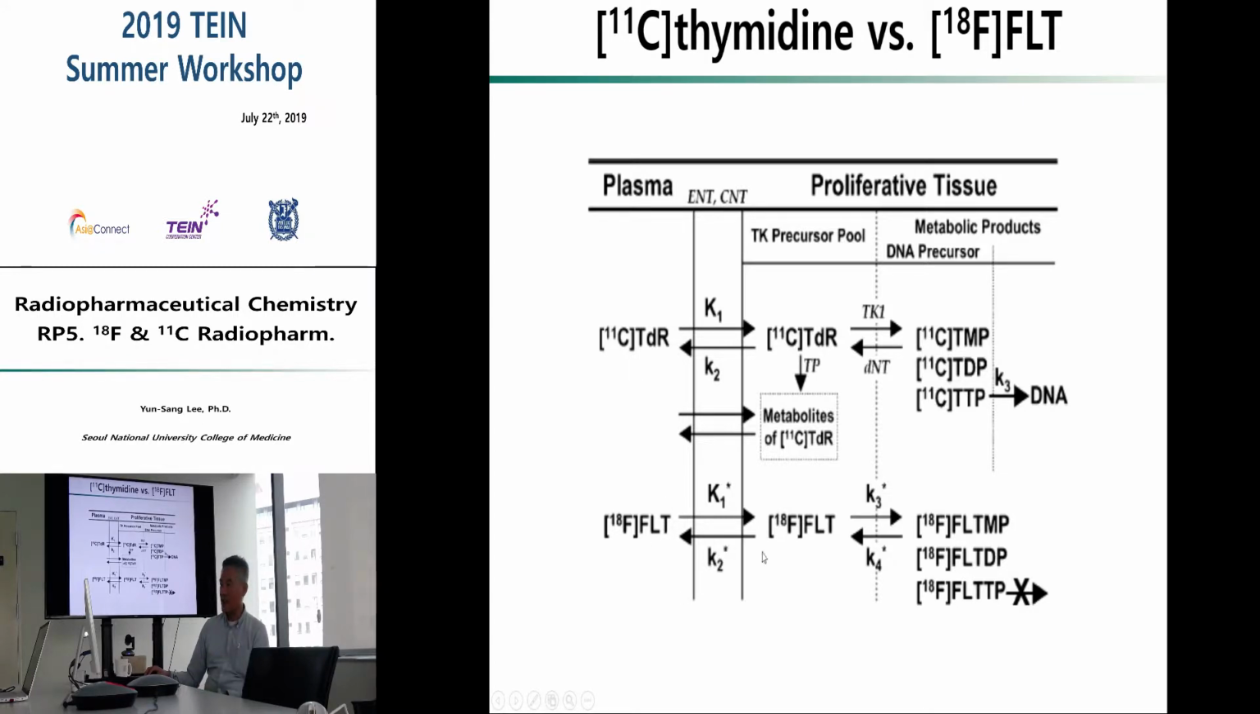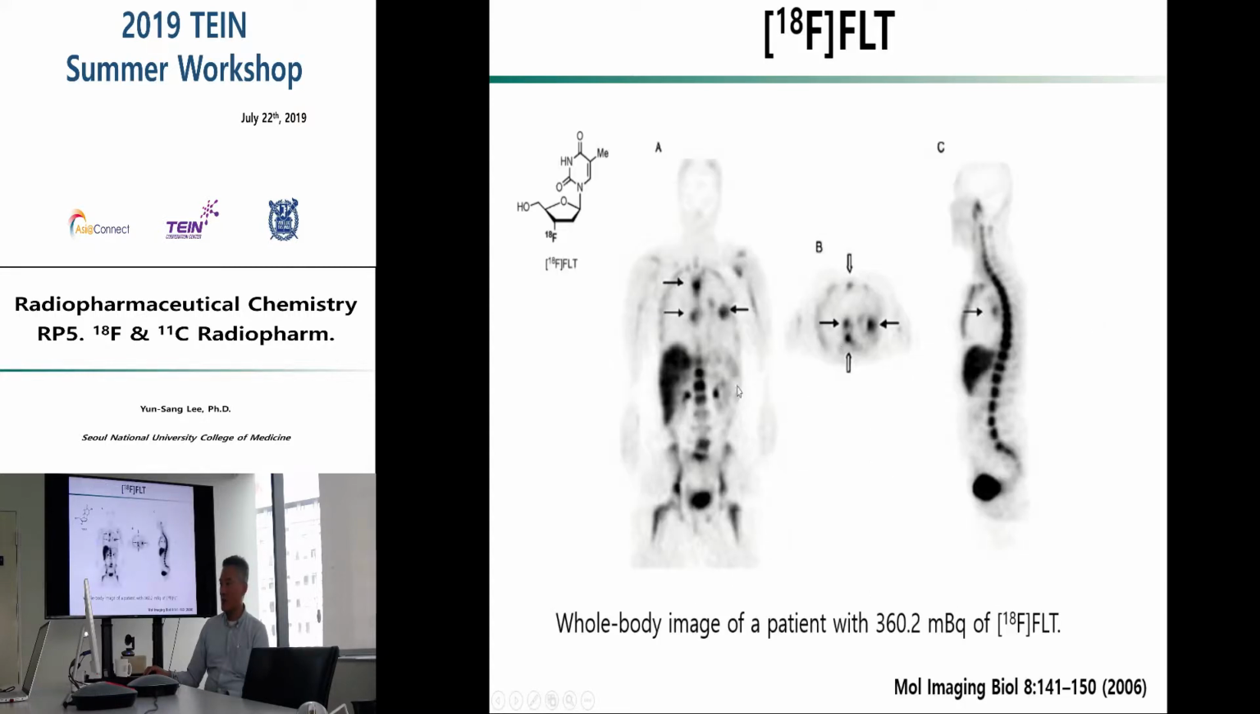This FLT cannot be processed inside the cell after phosphorylation. So with contrast imaging, you can get FLT or C11 thymidine. So you can see FLT here. In Korea, we approved FLT only for lung cancer.